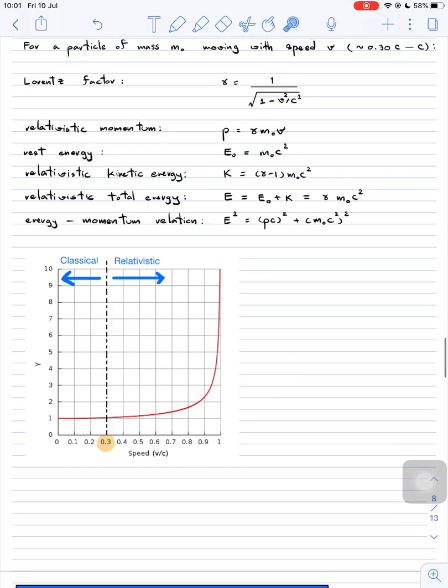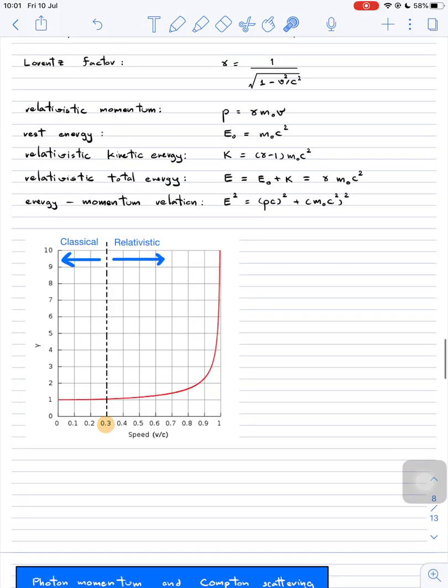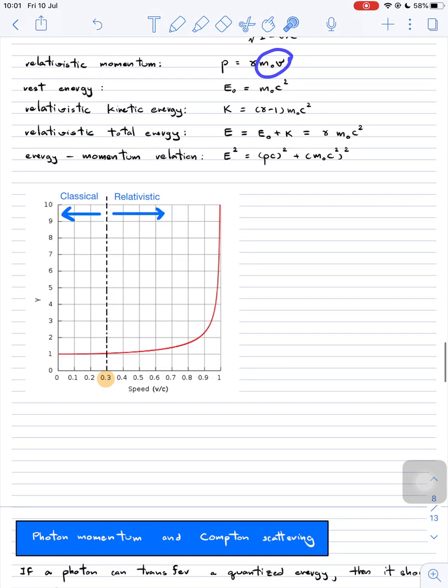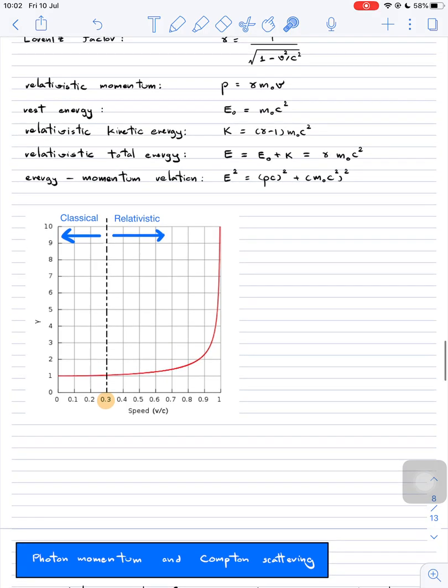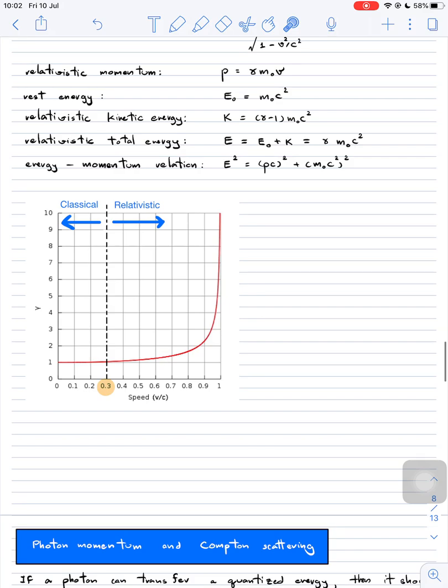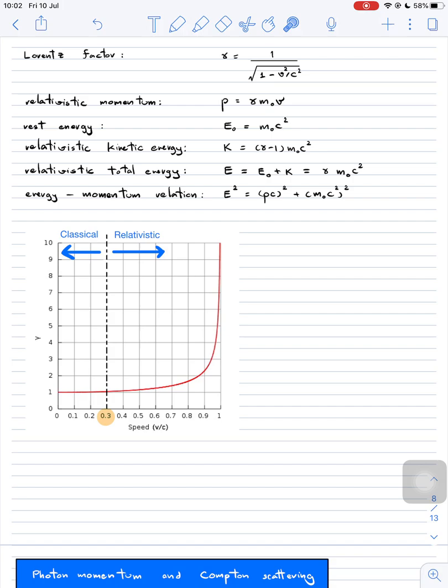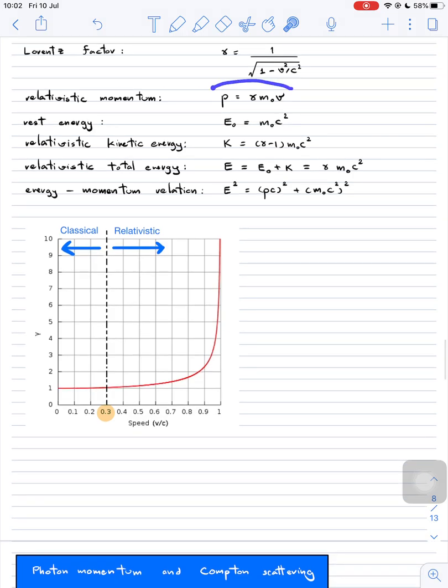Then we can define the relativistic momentum as p equal to m0 times v. So far we have known that p equals m times v. That works when the speed is very low compared to the speed of light in vacuum. But if the speed is very large, then we need to multiply by gamma at the front. So we get p equal to gamma times m0 times v.